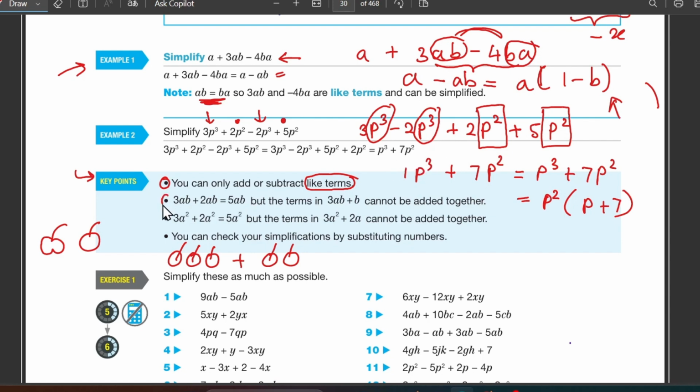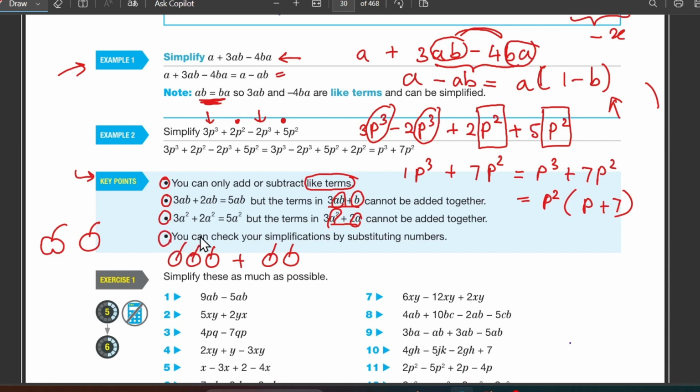So then the second point, 3ab plus 2ab equals 5ab. But the terms in 3ab plus b cannot be added. See, this is ab's, this is just b's. So these are two different terms. They can't be added. Okay. And here 3a squared plus 2a squared equals 5a squared. But the term 3a squared and 2a cannot be added to it. See, here this is a square, this is a. So these are two different terms. So they can't be added.